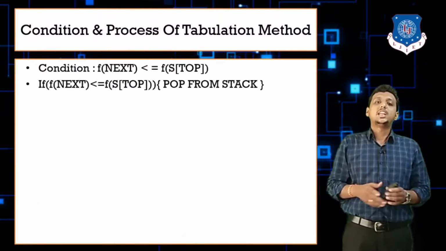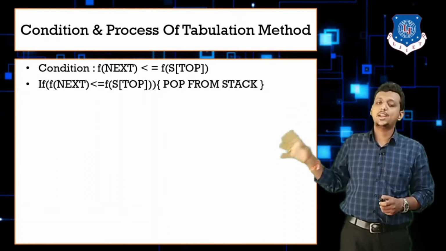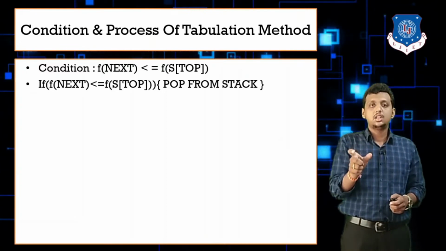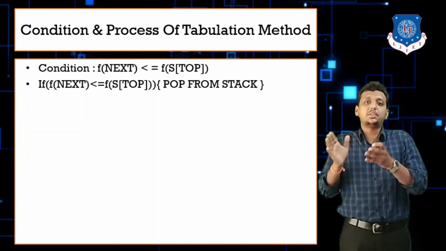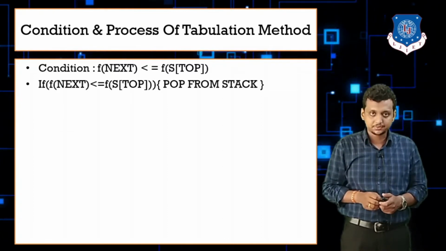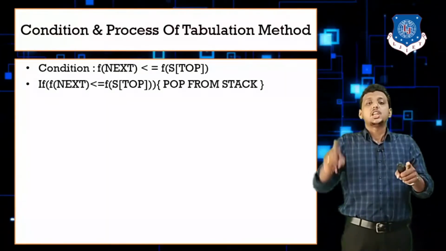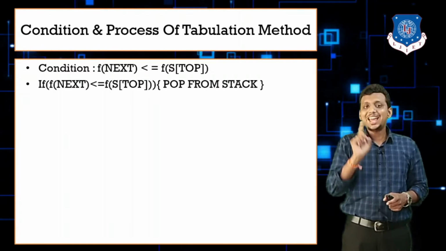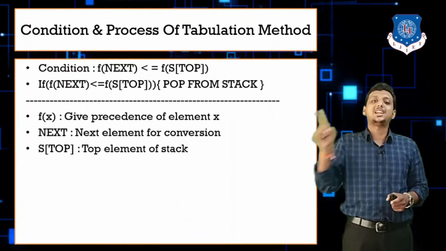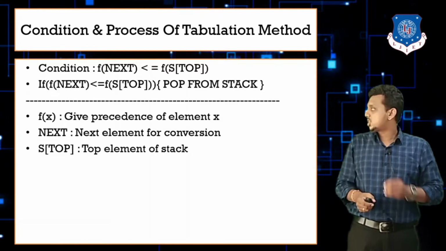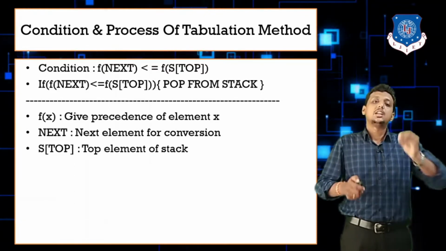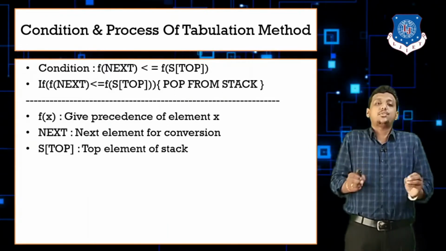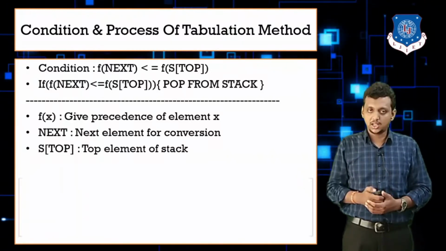So we have f of next is less than or equal to f of s of top. F of next means the precedence of the next variable, and f of s of top means the precedence of the variable which is at the topmost position of the stack. If f of next is less than or equal to f of s of top, then you need to perform the pop operation. Else, you just push your next variable inside the stack. Here, f of next gives the precedence of the element x. The next is the variable which contains the next character input value, and s of top is nothing but the topmost element of the stack.